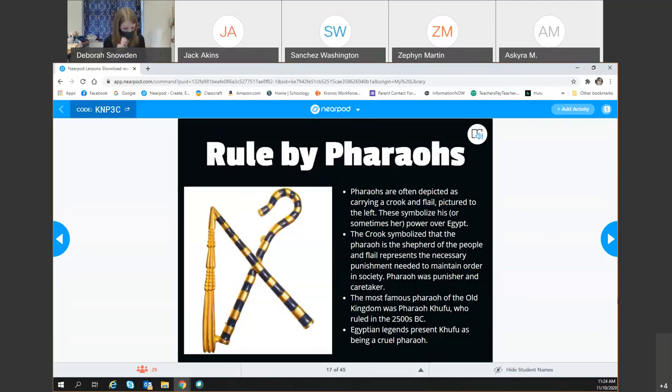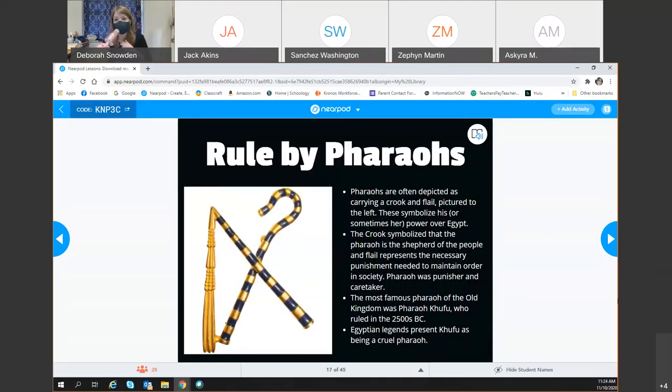Most pharaohs are depicted as carrying an object, or two objects like you see on the left side of your screen. This is called the crook and the flail. The crook represents the pharaoh being sort of a shepherd of his or her people. Sometimes there were female pharaohs. That was rare, but it did happen. So this crook represents being a shepherd, a protector of the people.